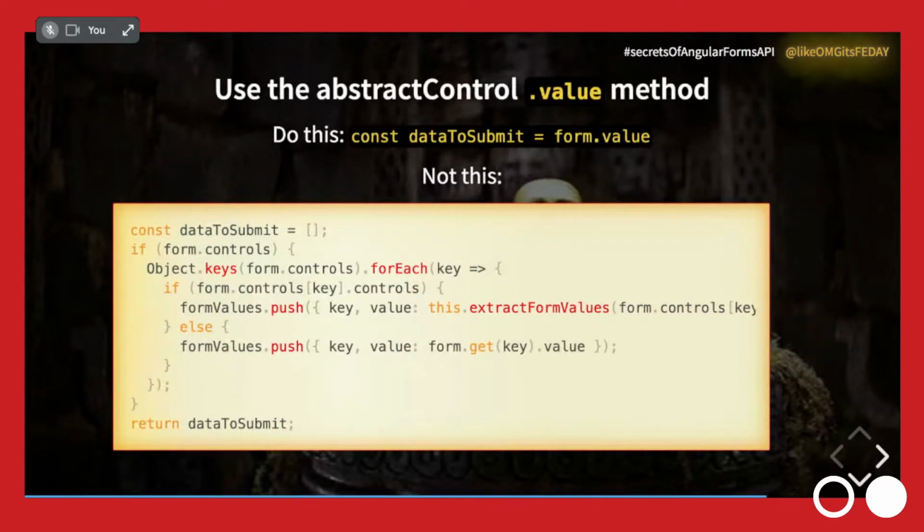You should also use the abstract control value method. You can pull values for anything. So if you have a form group and it's got a bunch of form controls in it, all you need to do is call the value method on that form group, and it's going to return to you that entire structure with that key object pair. There's no need to iterate over everything, and this is real code that I've seen in somebody else's presentation, actually. There's no need to do this. You can simply call it at a parent level.